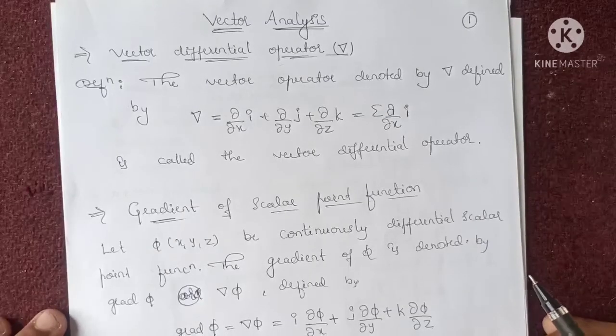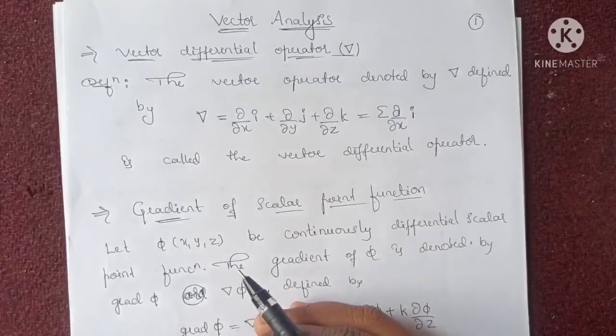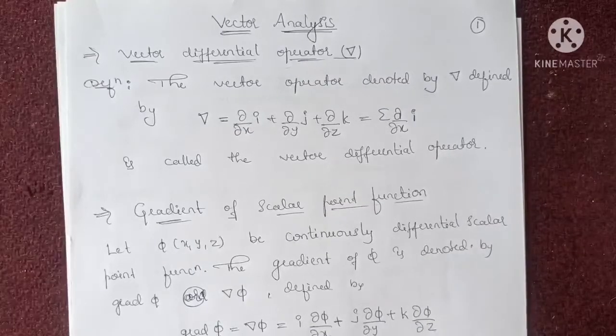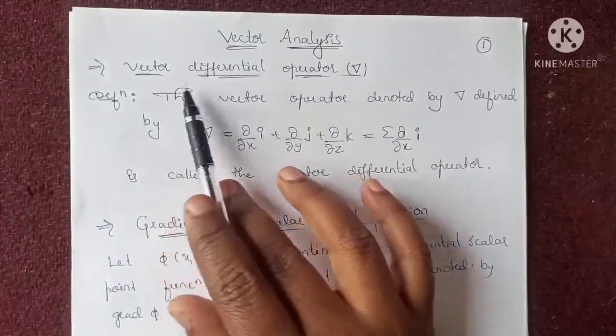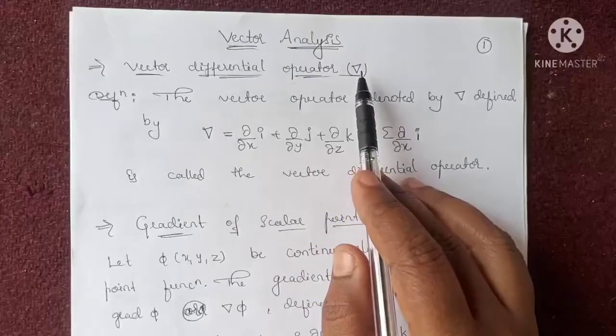Hello everyone. Today we will start a new topic, vector analysis. In this chapter we will discuss the gradient of a scalar point function and a vector point function, directional derivative, and some vector identities and so on. Before that we learn a new operator, the vector differential operator, denoted by del.